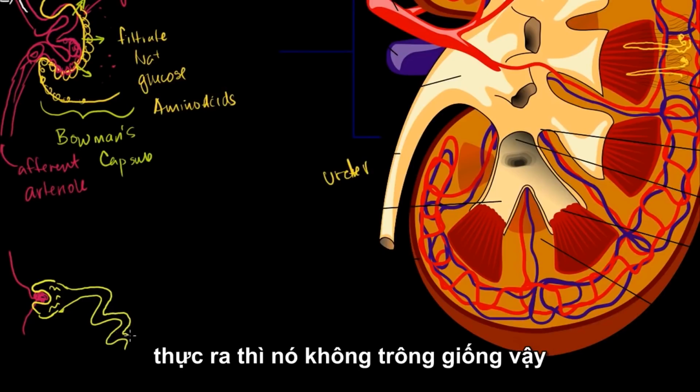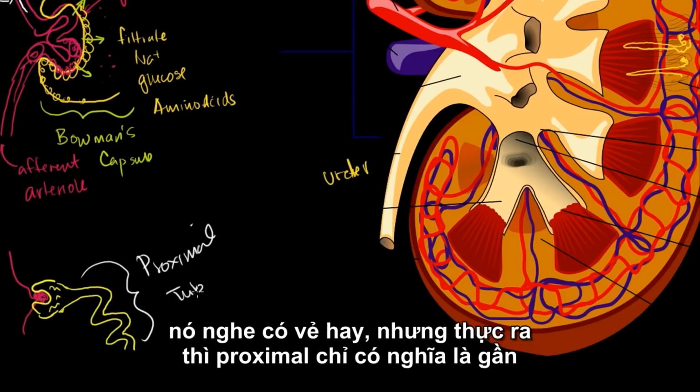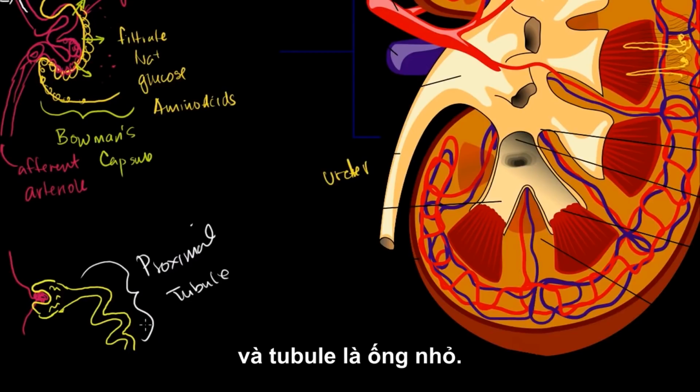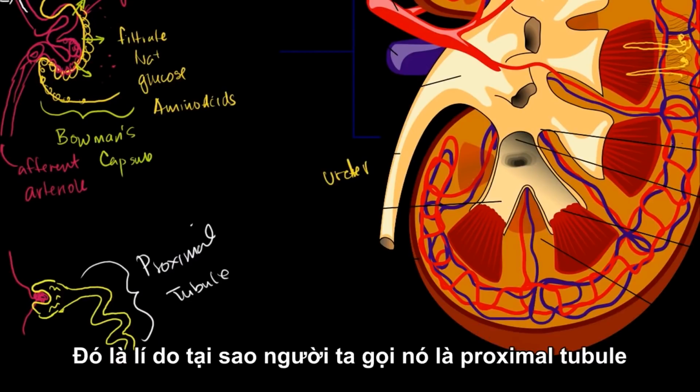And obviously this is not exactly what it looks like, but it gives you the sense. This right here, this is the proximal tubule. And it sounds like a very fancy word, but proximal just means near, and tubule, you can imagine, it's a small tube. So it's a small tube that's near the beginning. That's why it's called the proximal tubule.